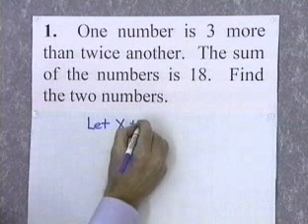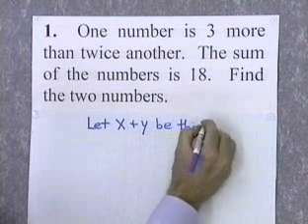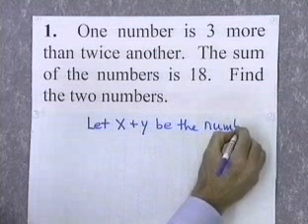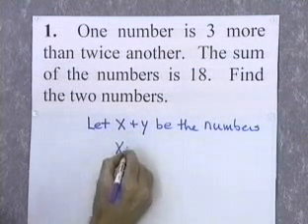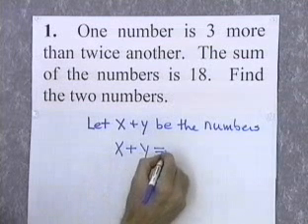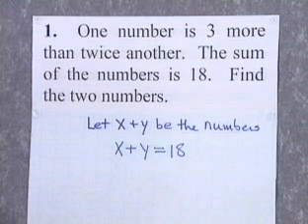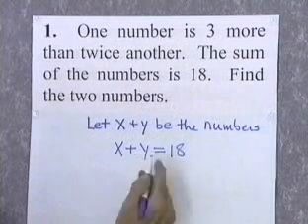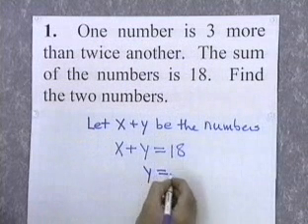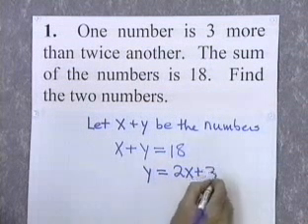x and y be the numbers. Well, first of all, their sum is 18, so x plus y is equal to 18. That's one equation in a system of equations that will together describe this situation. Now I look over here and I see that one number is 3 more than twice another. Well, I'll let y be equal to 3 more than twice the first number. So here's twice x plus 3.